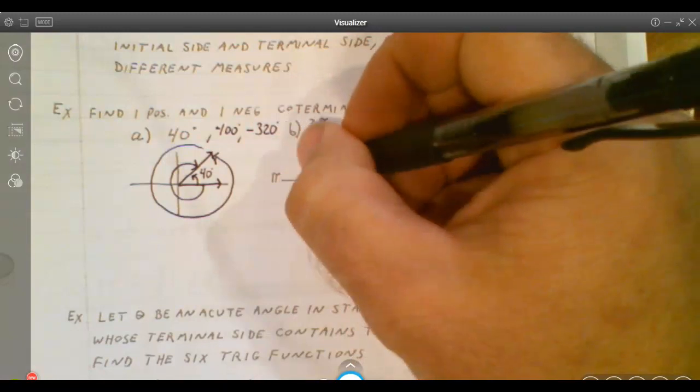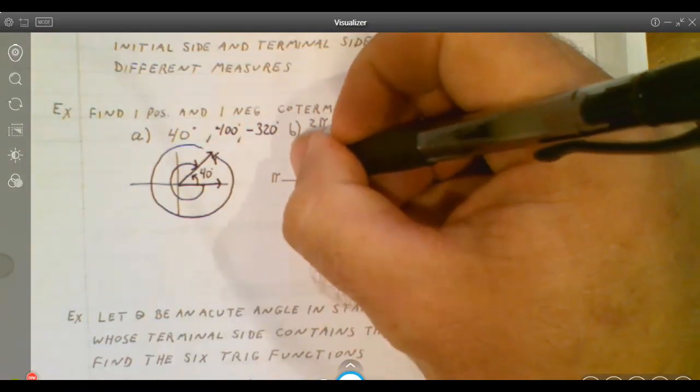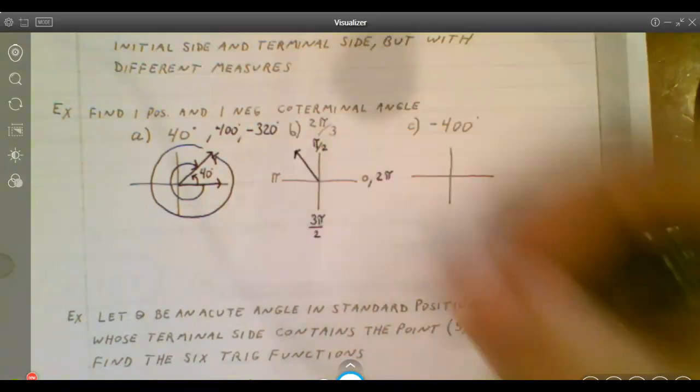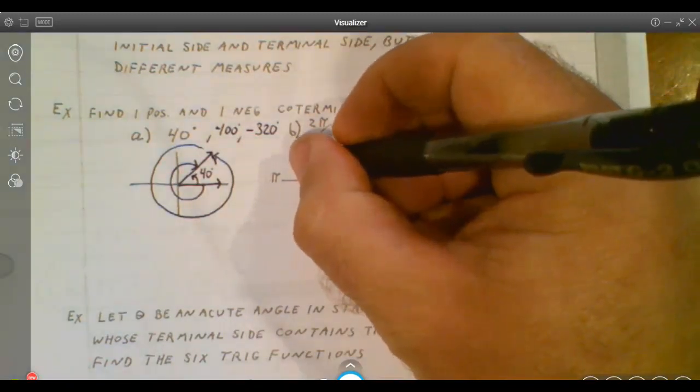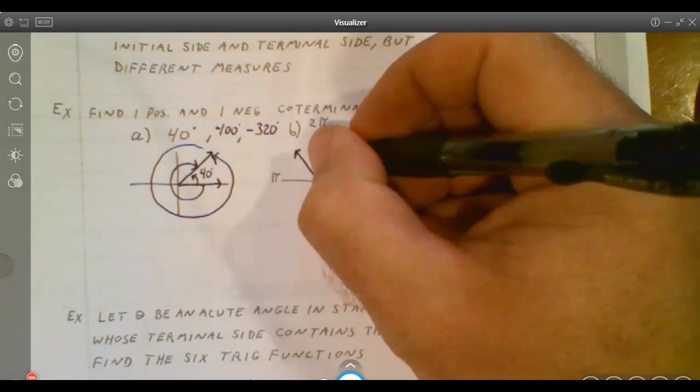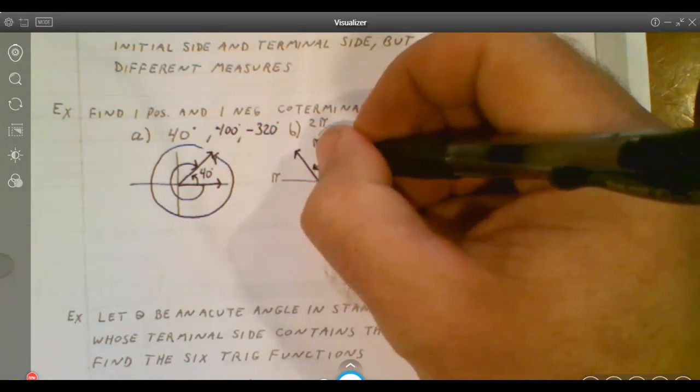But if I look at my 2 pi over 3, it's going to put me somewhere in quadrant 2, right here as I traveled this direction. So I know that angle itself is 2 pi over 3.